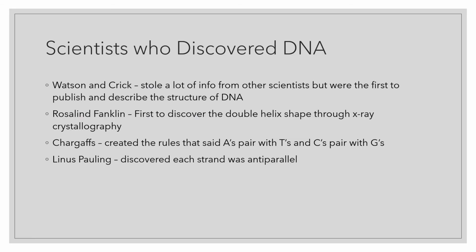So the scientists who discovered DNA, there's Watson and Crick. They're kind of jerks who stole a lot of information from other scientists, but were there and were the first to publish and describe the structure of DNA. They took information from Rosalind Franklin. She was the first to discover the double helix shape through X-ray crystallography. There's Chargaff. He created Chargaff's rules that say A's pair with T's and C's pair with G's. And then we've got Linus Pauling, who discovered each strand was anti-parallel, which is why we end up having a leading strand, which is continuous, and a lagging strand, which has Okazaki fragments.